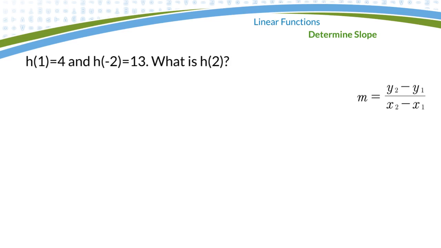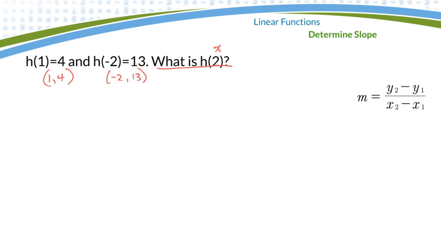Okay, hopefully you've pressed pause, tried it on your own, and now you're pressing play to see if you're right or not. So this gives me a point (1, 4), and this gives me a point (-1, 13). So let's figure out what the slope is. Oh, and the question actually asks, what's the value of the function when you plug in a 2 for x? That's what they're asking in the end. But first I have to figure out what the function is.